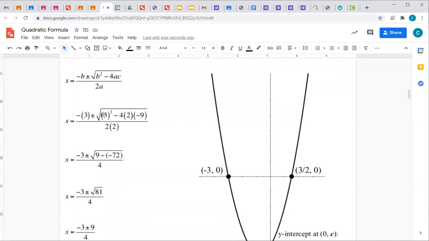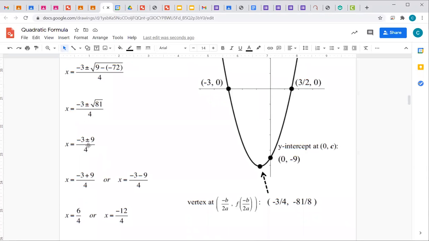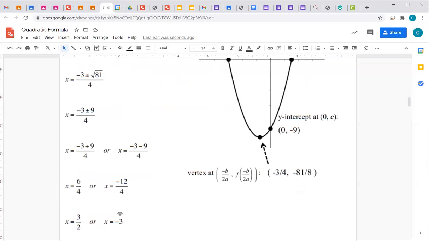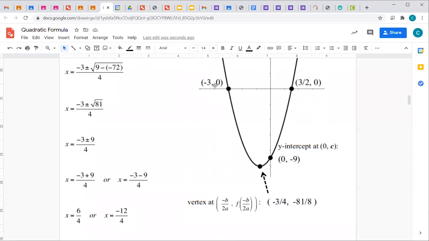I usually start by simplifying the square root. It's 81. In this case, we can simplify the 81 to 9. Notice it's plus or minus, so we actually have two solutions, plus 9 and minus 9. And then we can figure out the x-intercepts. They're at 6/4 and negative 12/4, which is negative 3. And right there, we can see that's where our x-intercepts are. So it does match that information.